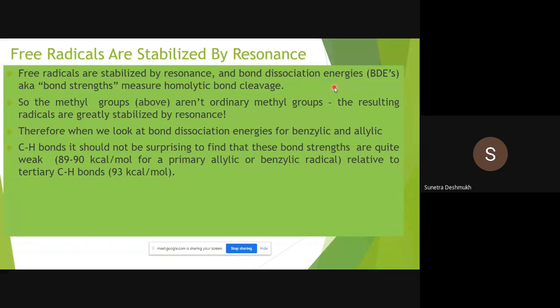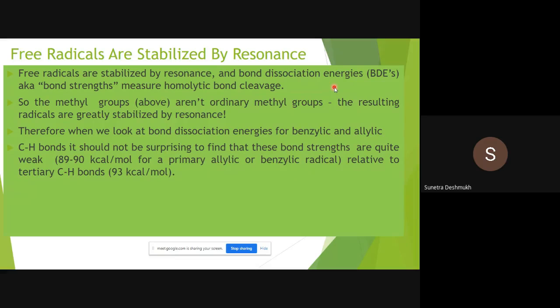Next, the methyl group isn't an ordinary methyl group. The radical generated is greatly stabilized by resonance. That means in the allylic bromide, that methyl group is not ordinary. It is in conjugation with the carbon-carbon double bond, which is always shifting between these two carbons. They are always in conjugation. The double bond is changing its position.